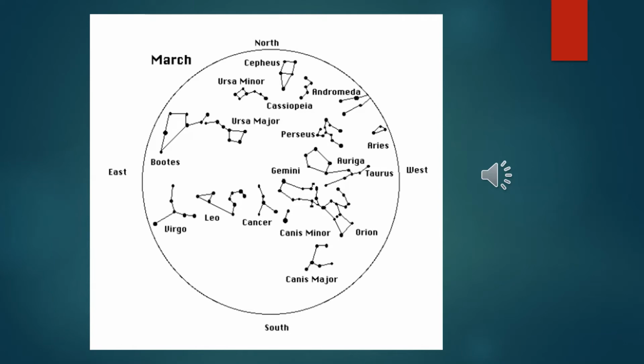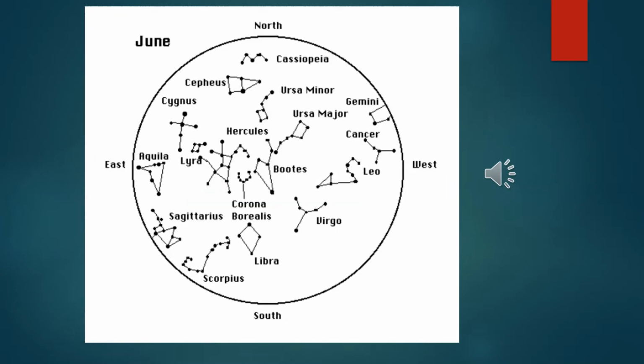When you look at the night sky during the month of March, the prominent constellation you see is Leo. When you look at the night sky during the month of June, the prominent constellation you see is Scorpius.